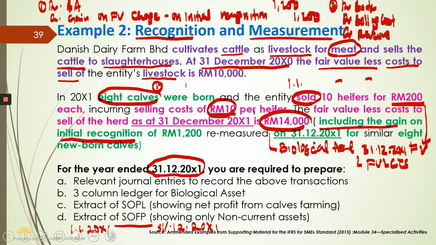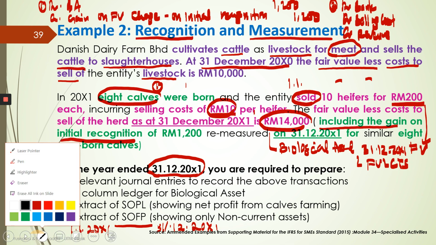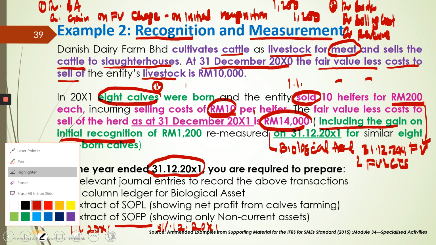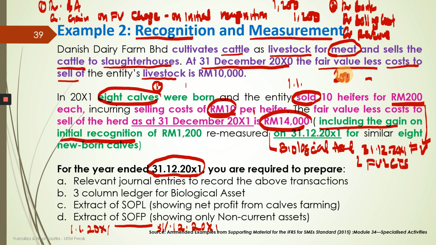Okay, so let's do it here. 200 minus 10 times 10. So that one is the proceeds that you get in your bank. So that one will be 1,900. And for the selling cost, this is for the one in the bank.